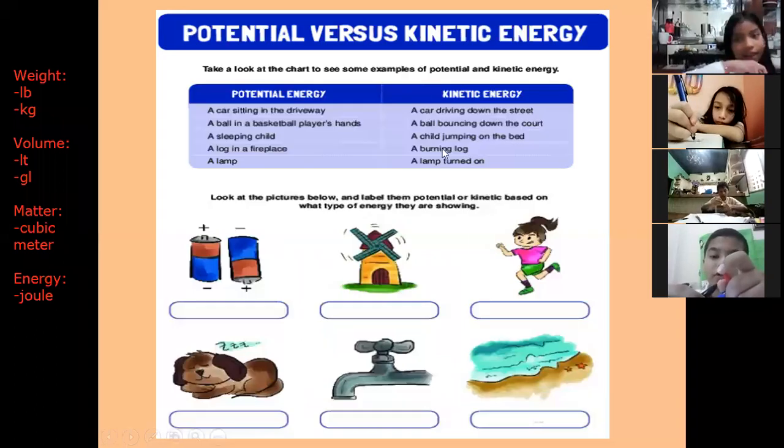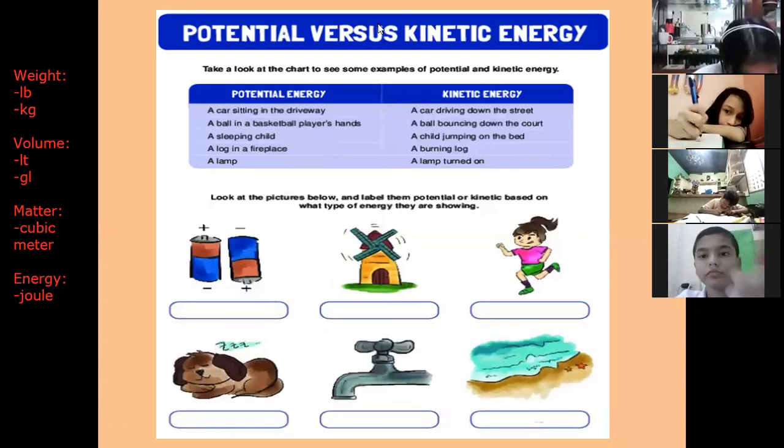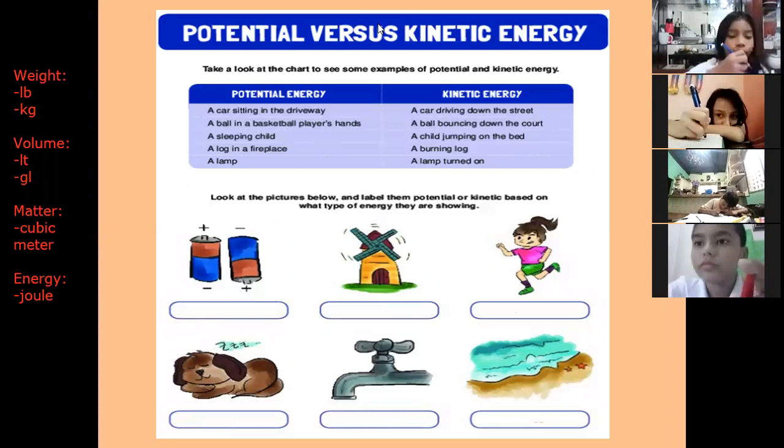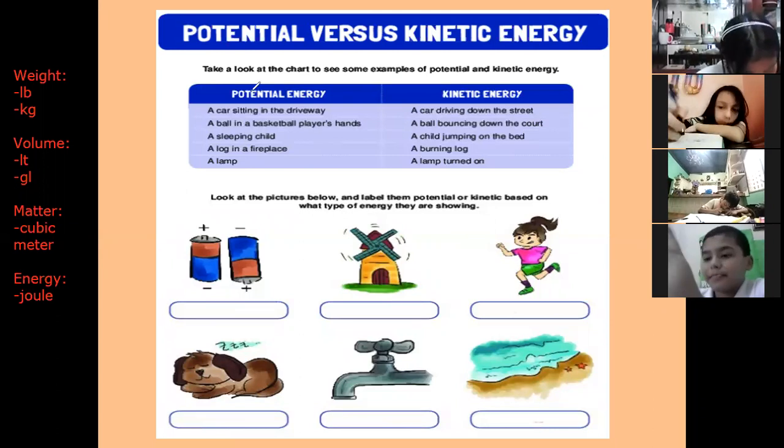Continue, guys. This one is the last exercise we have. Attention, please. You don't need to copy.